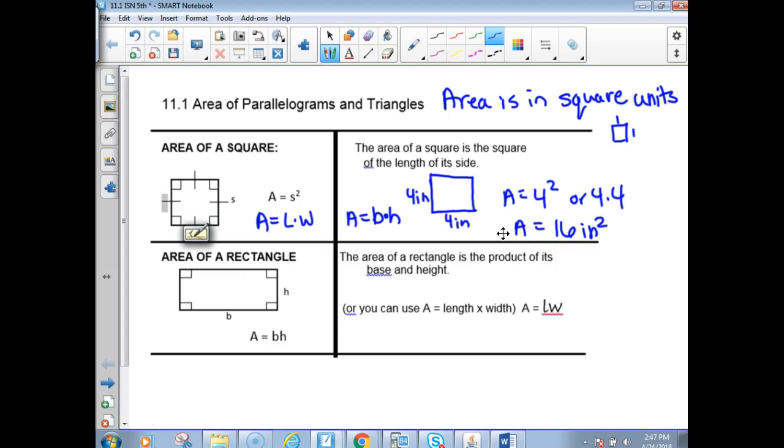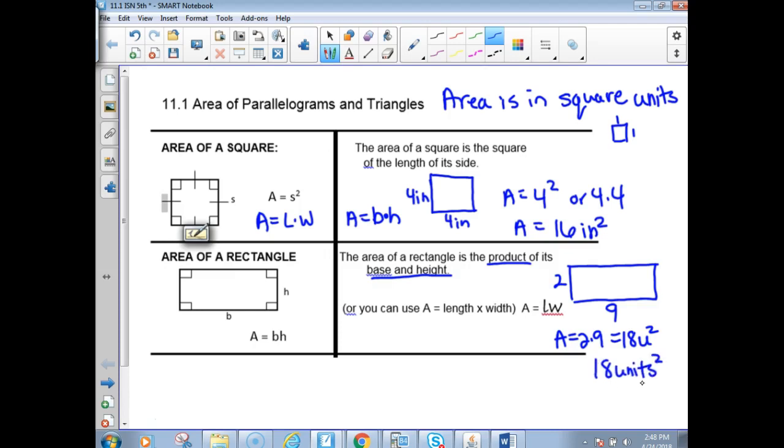Okay, rectangle is much the same. If you have a rectangle, the area is base times the height. Area of a rectangle is the product, means multiply, of the base and the height. Or you can use length times width, but I typically will say base times height all the time. If you had a rectangle that was 2 by 9, its area would be 2 times 9, which would be 18, and then you'd write U squared with a U if it didn't give you any label, or you're going to write 18 square units.